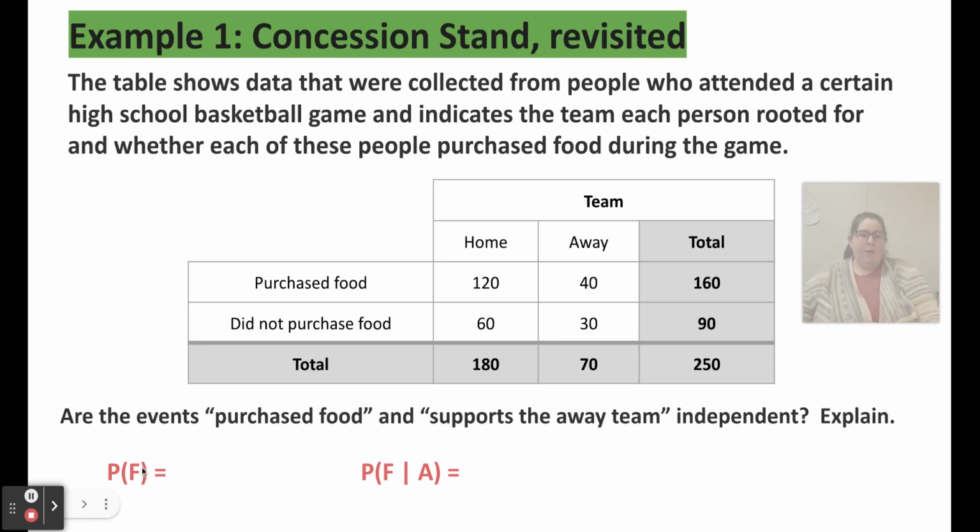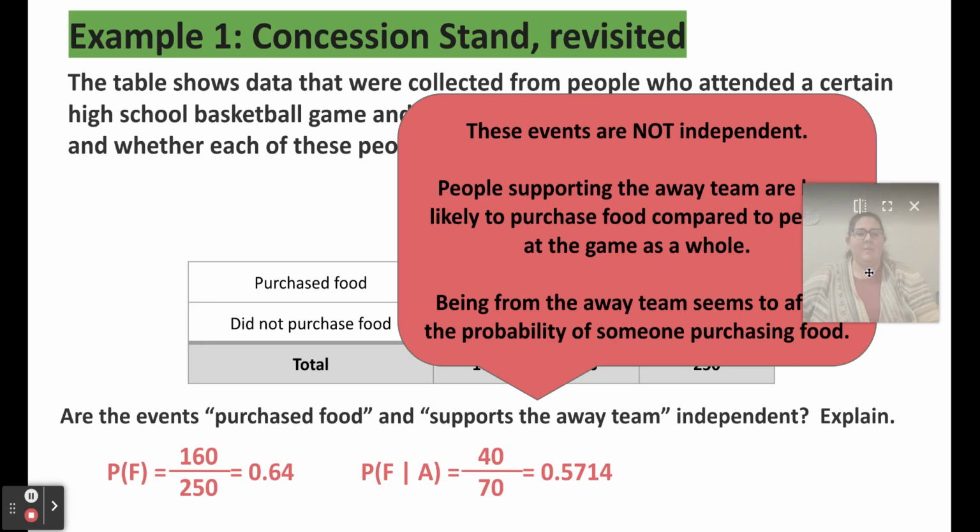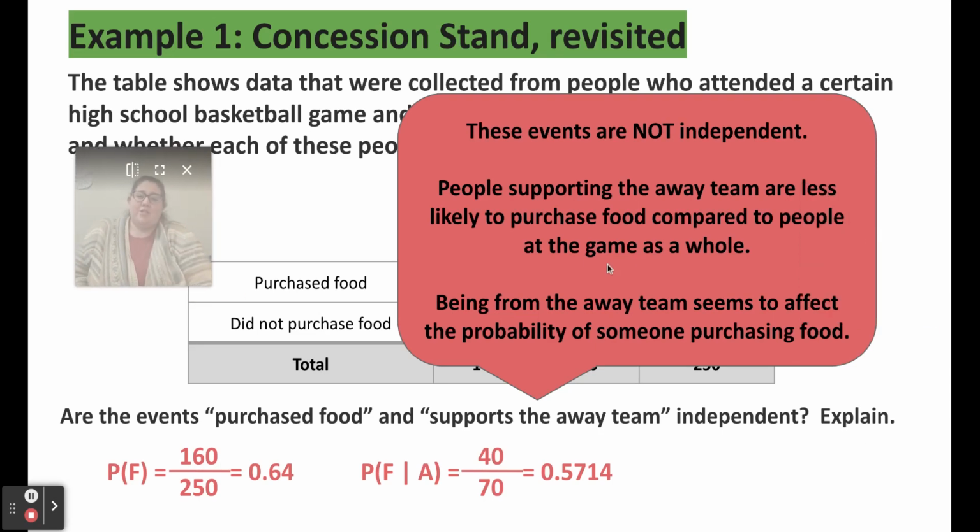So let's calculate that. Probability of purchasing food, there's 160 who purchase food out of 250. Divide that, we get 0.64. Probability of purchasing food given that they're from the away team, so only looking at the away team column, 40 purchased food out of 70, which is 0.5714. Those are not equal. So because they're not equal, we can now say that those two events are not independent. Basically, people supporting the away team are less likely to purchase food compared to people at the game as a whole. Being from the away team has some kind of effect on the probability of someone purchasing food at this game. So those are not independent.